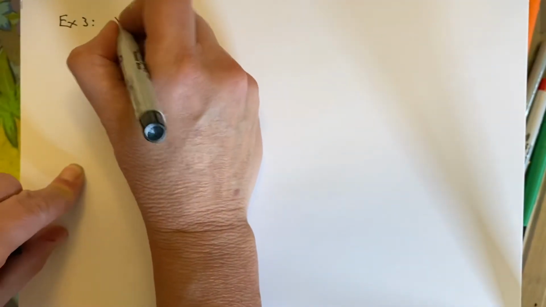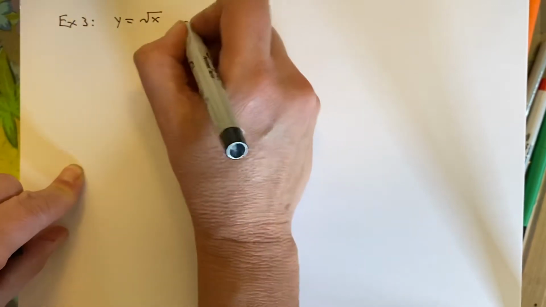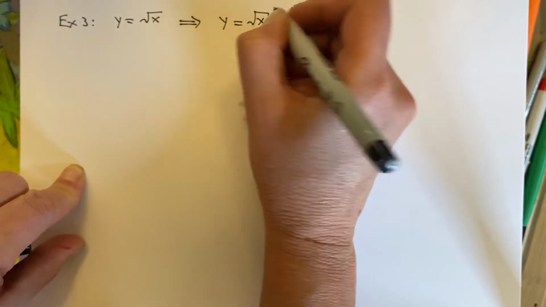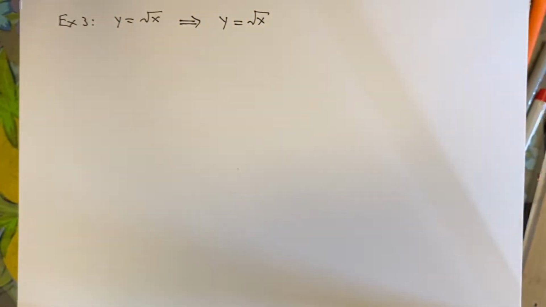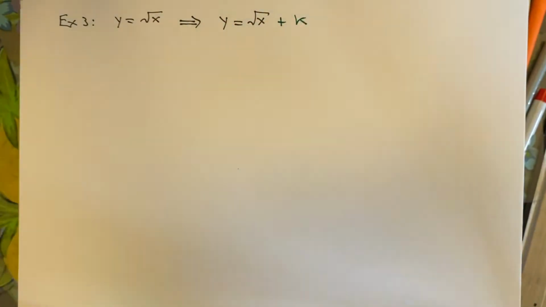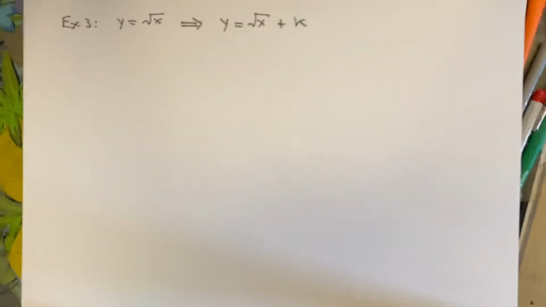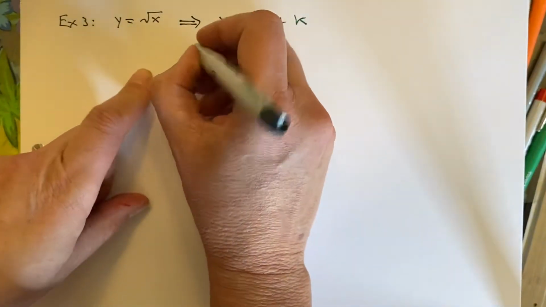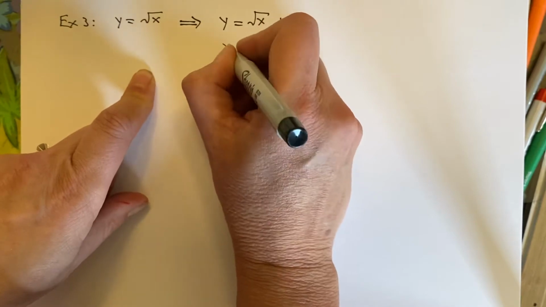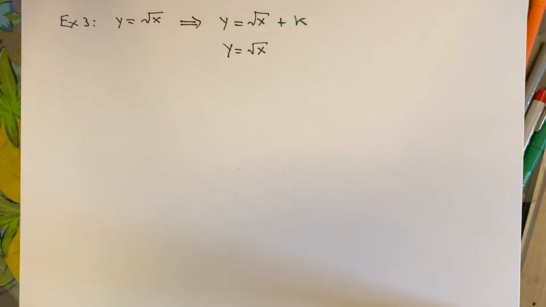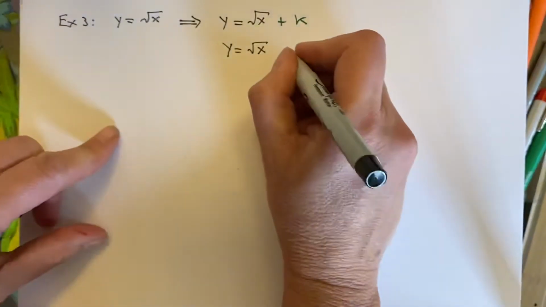Example 3, we're going to look at what happens to the parent function y equals square root of x when we add a number outside the radicand. And we're going to call that number k. And we're also going to specify, as I told you in the last slide, what is the domain and range. Well, first, let's look at what the values look like. And we're going to use y equals square root of x, and we're going to say square root of x plus 2.